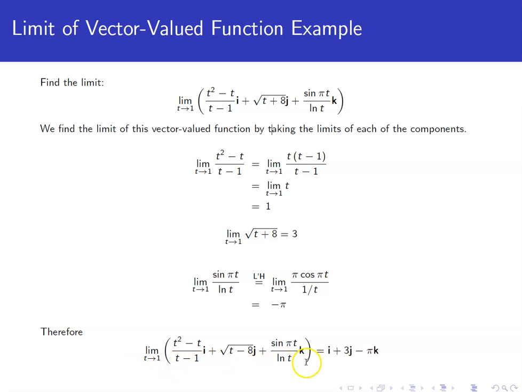Therefore, the limit of our vector-valued function in this case is the vector i plus 3j minus pi k.